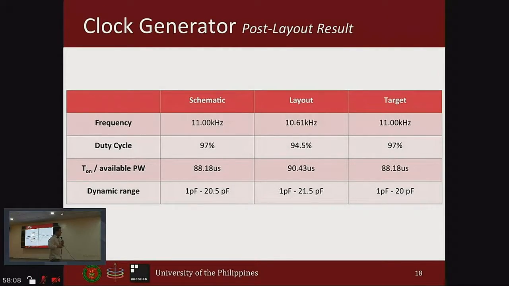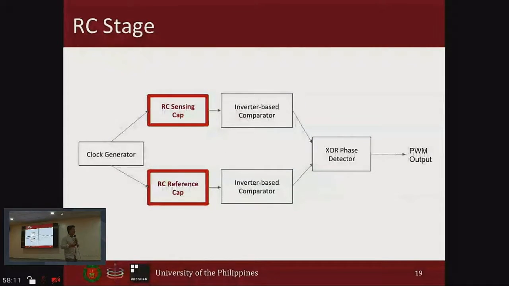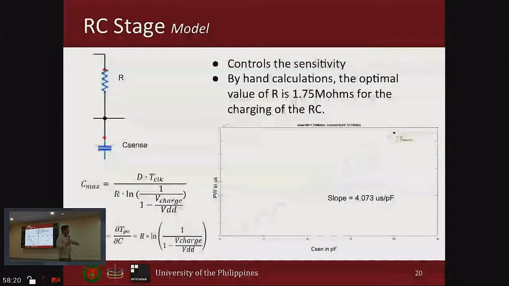Okay, the next step is the RC sensing cap. Basically, the RC sensing cap utilizes resistance and capacitance. The idea here is that the rise times of your charging would be proportional to the resistance and capacitance of the 2 branches. So it controls the sensitivity because, for example here, Cmax determines the maximum capacitance that can be detected by the circuit, and it's proportional to your clock frequency and the duty cycle. But in terms of sensitivity, it's inverse, so higher Cmax means you have lower sensitivity.